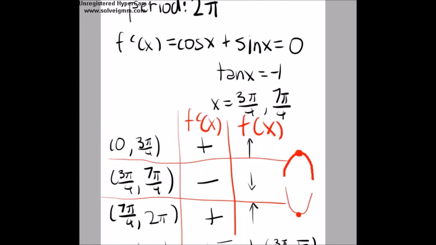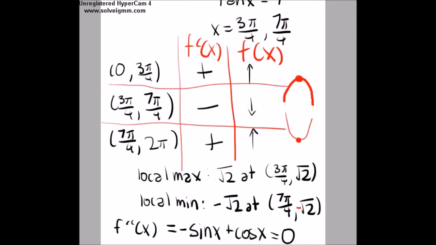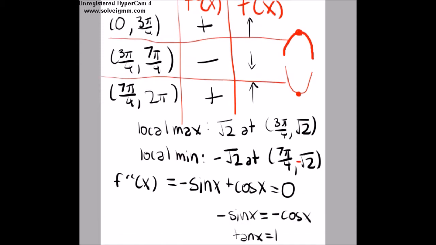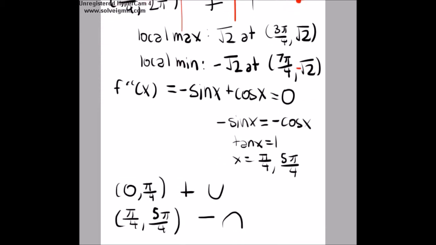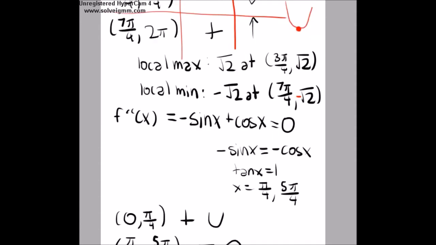Then we find the derivative of the first derivative, which gives us the second derivative, and once again we set that equal to 0 because we want to find critical values so we can make another chart for concave up and concave down.